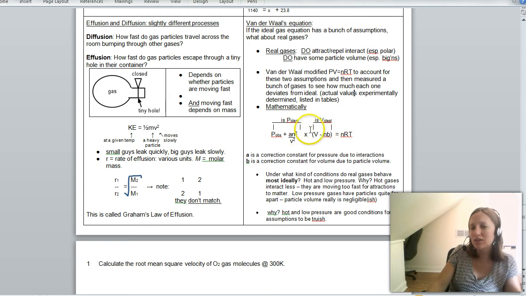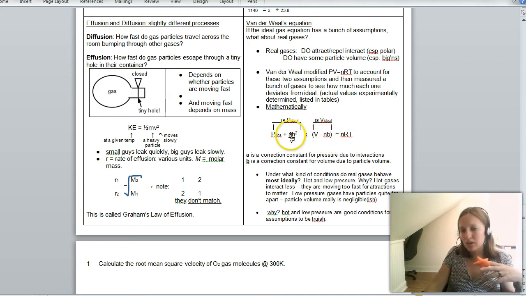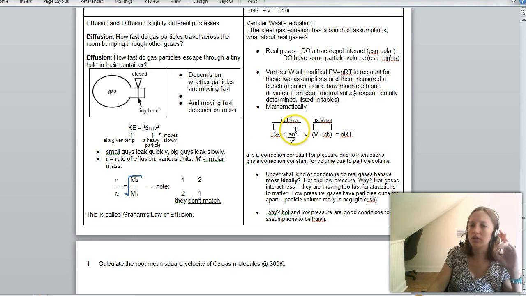So he just kind of stuck them in there and said, I'll figure out what their values are later, but I'm going to fix the assumption about attractions here, and I'm going to fix the assumption about volume here, and that equals nRT. So this is just kind of a funkified version of PV equals nRT, where you stick in little values in order to account for the pressure and the volume changes. And the A's and B's are listed in tables.